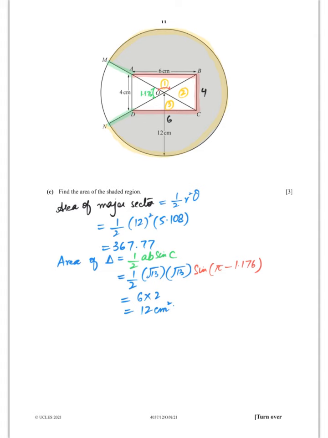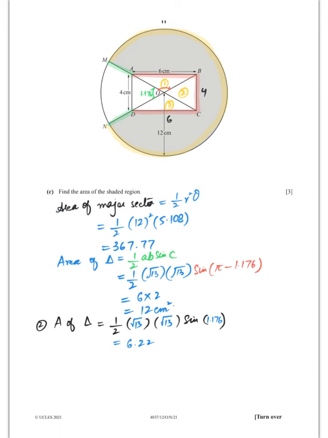Now I'm going to find the area of triangle number 2, right? The working formula is the same, 1/2 AB sine of angle. We need to place the values. OB will be the same, root 13, and OA is also root 13, and this time the angle is 1.176. So the answer will be 6.22.